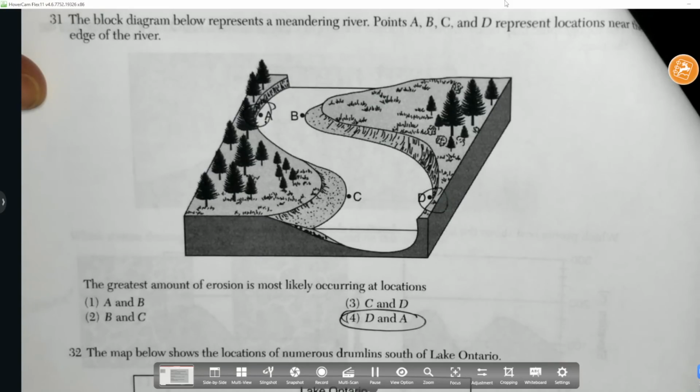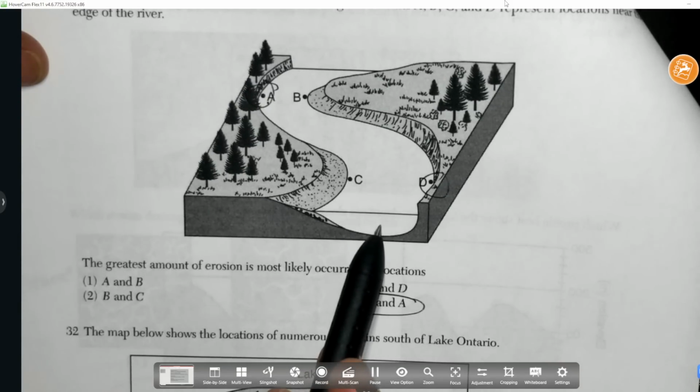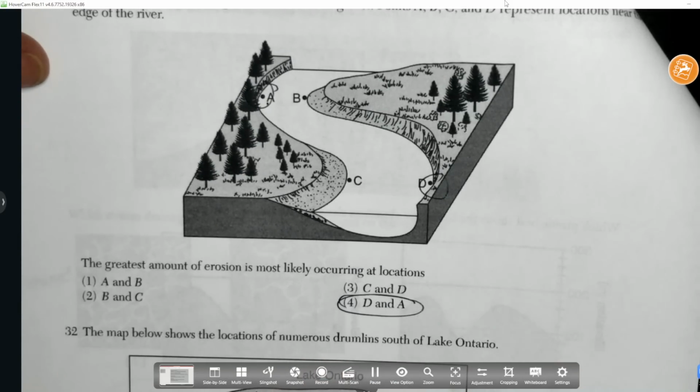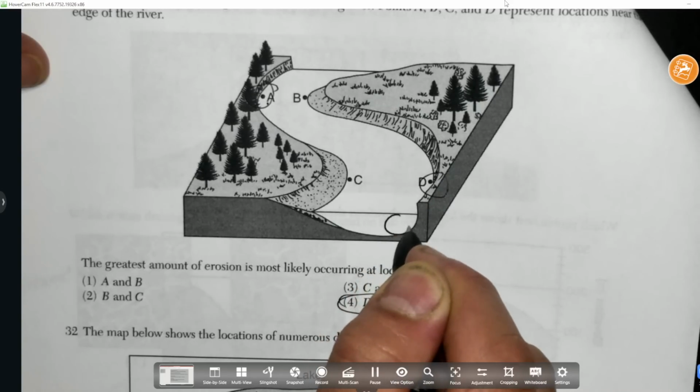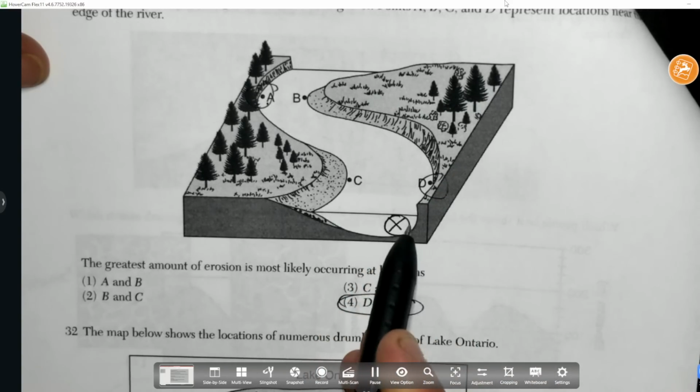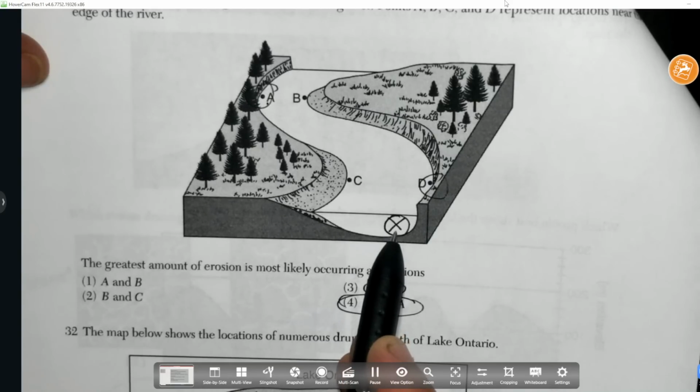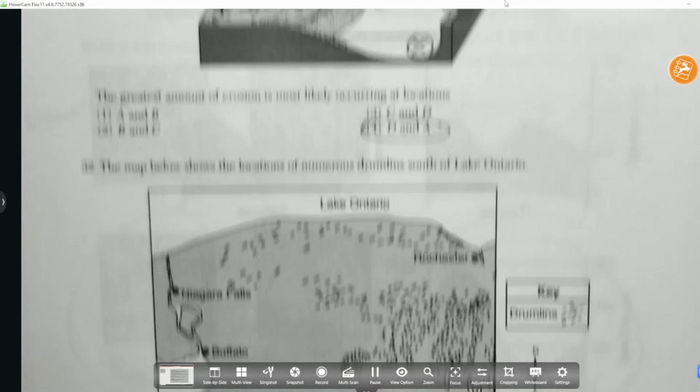The answer is 4. Now take a look at this cross section. Where would the water be moving the fastest? Right here. Not touching the outside. Probably shouldn't even be touching the bottom. Friction slows it down. So it would be towards the outside of the elbow where the water moves fastest.